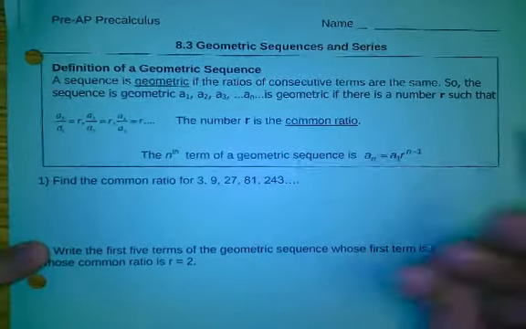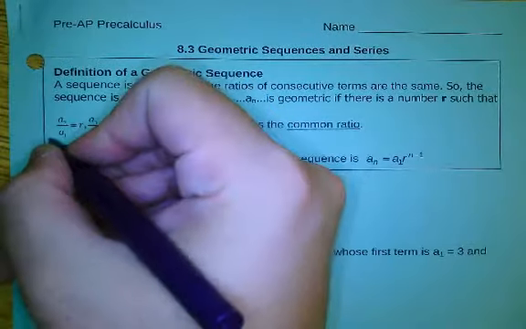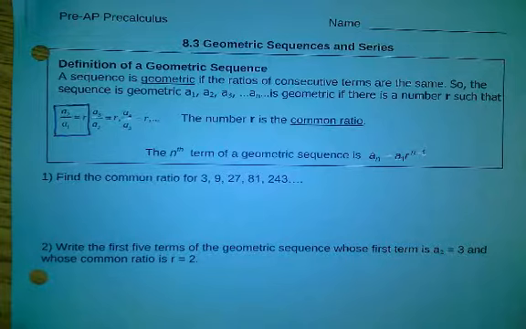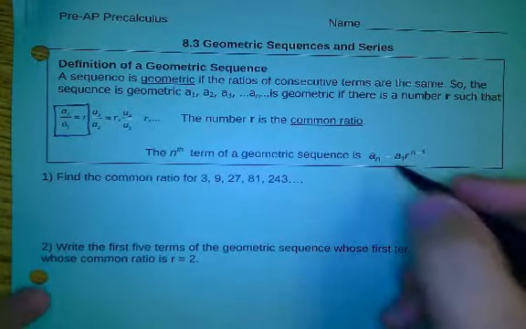So sometimes the hard part is to find the ratio. All you do to find the ratio is just take the second number divided by the first number. Okay? That's a little more difficult to figure out. And then here's the formula.